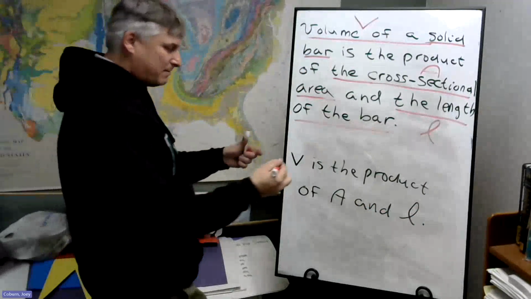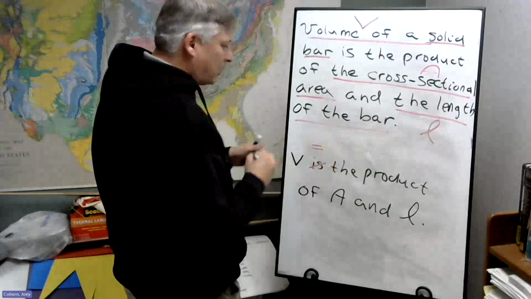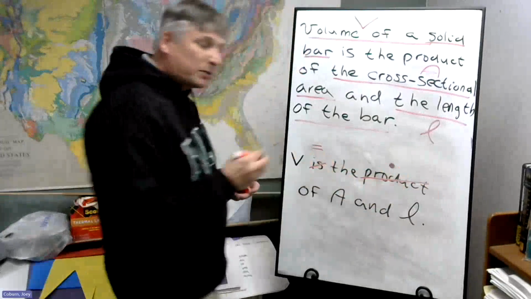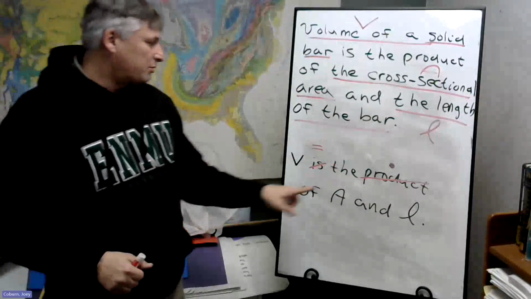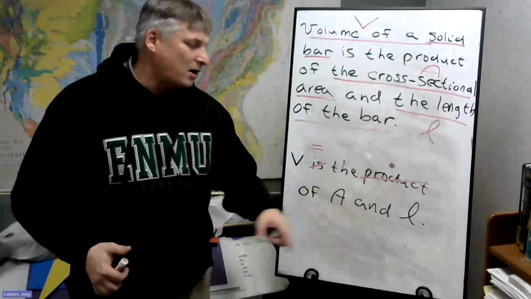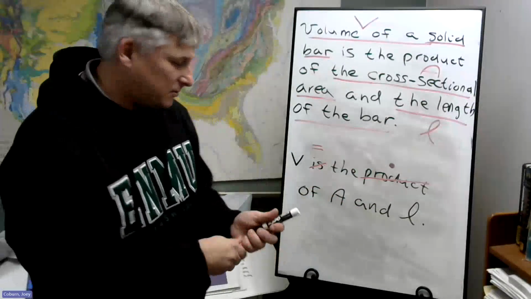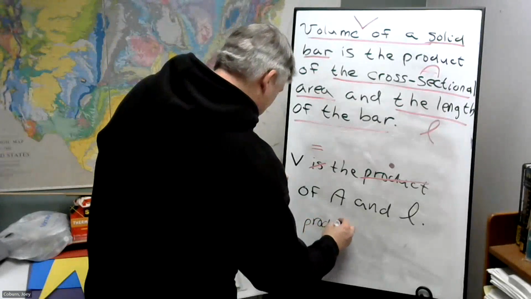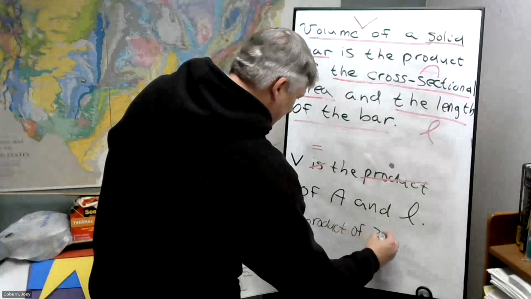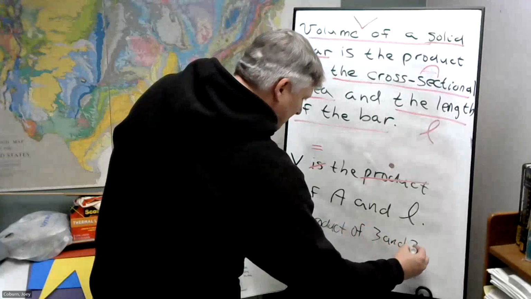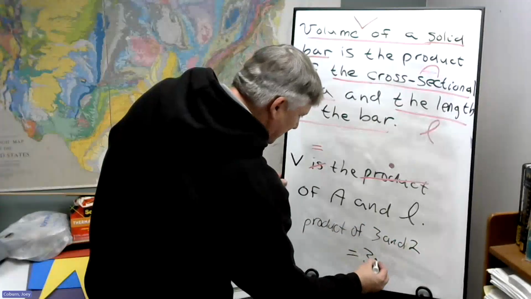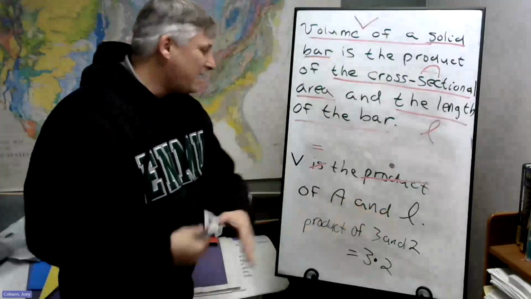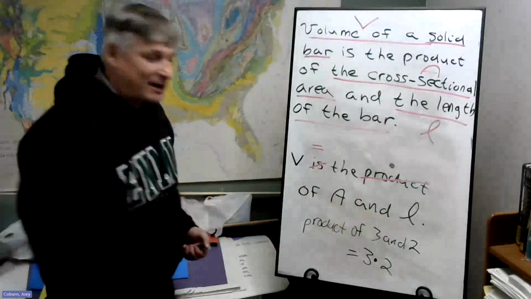So now, remember, we can call that the equal sign. Product means times. Now, what are we timesing? Well, the product is the product of A and L. Like we might say the product of 3 and 2. This means 3 times 2. So in this case, the product of A and L will be A times L.